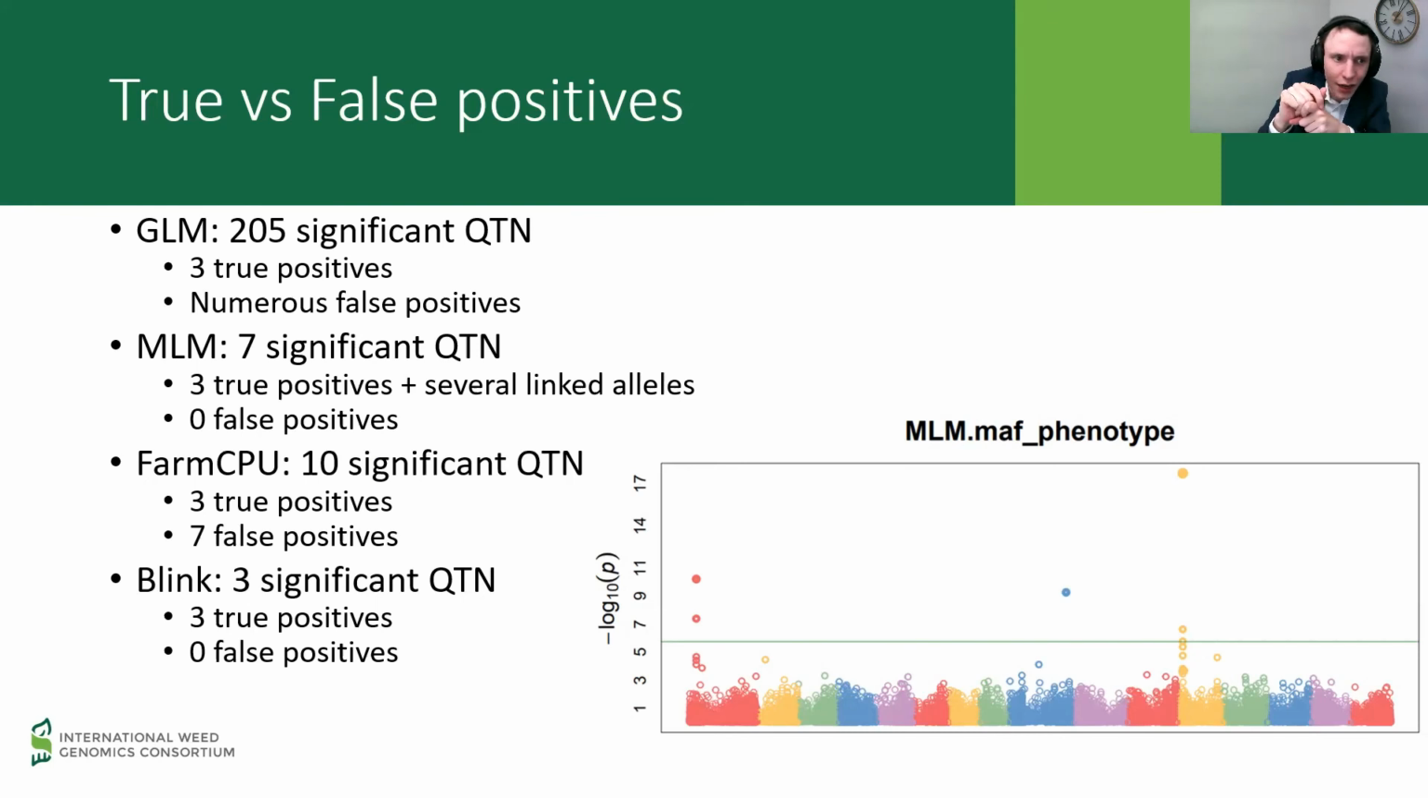And when we look at this one simulation and compare our different models, we can see, if you look at the output, that only two of our models identified all three of our true positives. In the case of the mixed linear model, also several linked alleles, but they didn't provide any false positives. And that's what you want. You don't want to choose a model which, within the structure of your data set, will produce a lot of false positives.